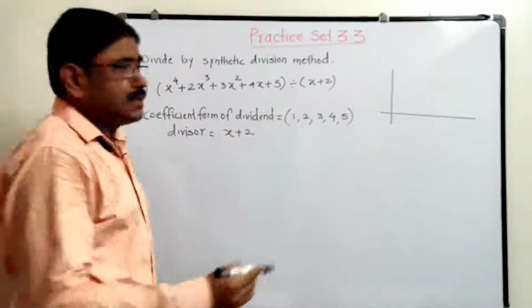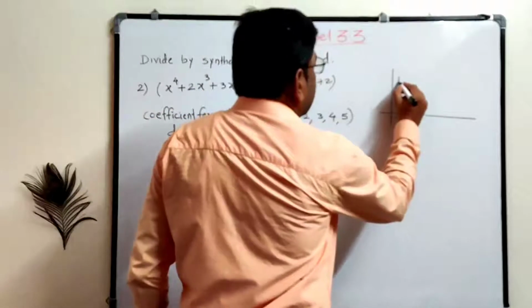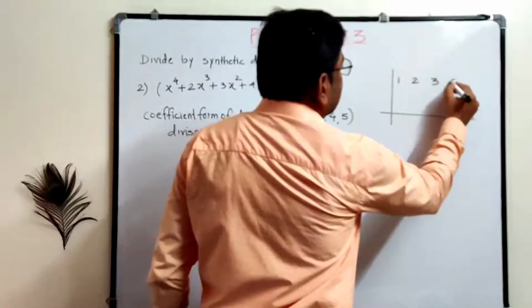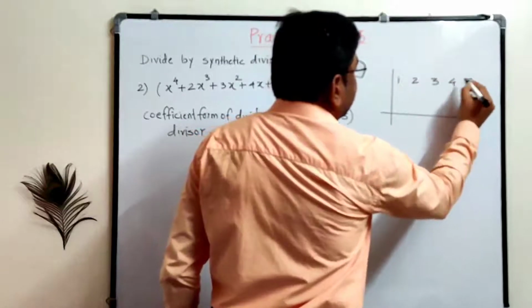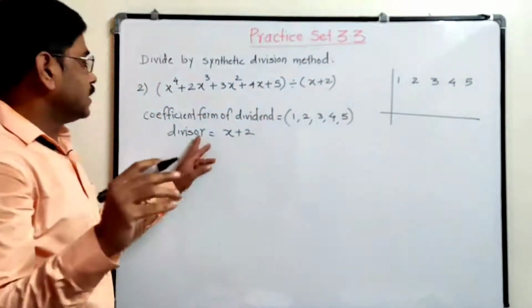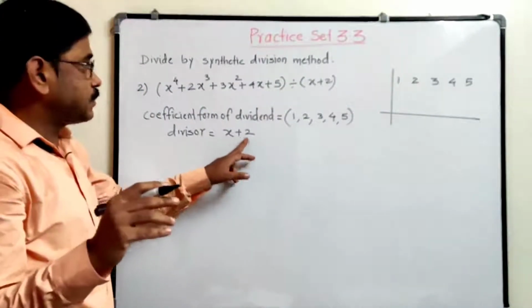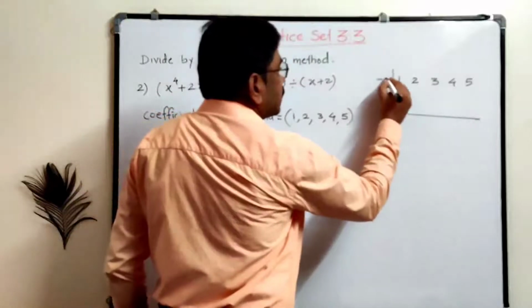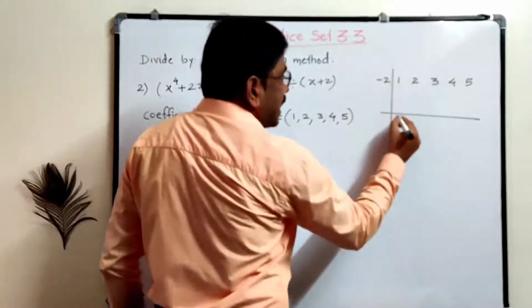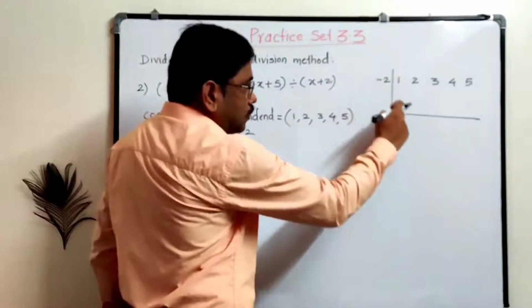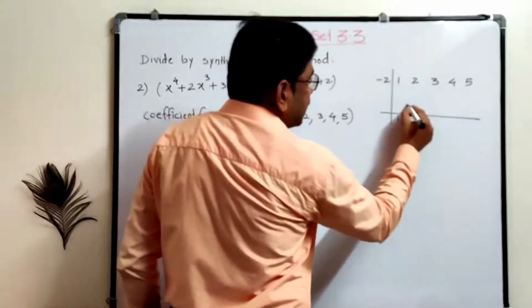Write the coefficient in the first line. 1 2 3 4 and 5. No need to write comma or other things. Keep distance. Here divisor, observe the divisor, x plus 2. Then opposite of that 2, write here minus 2. The first number as it is. Take the first number as it is, 1. Do their product. 2 1s are 2, but minus sign.